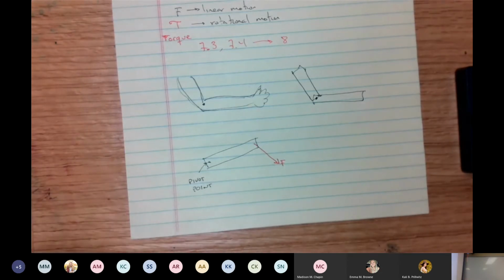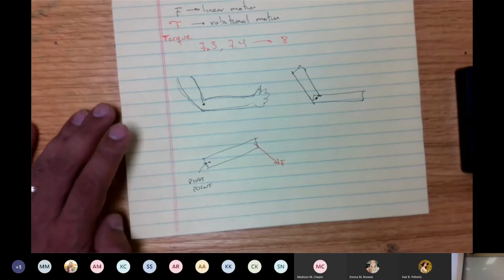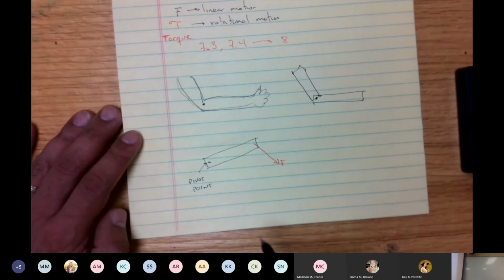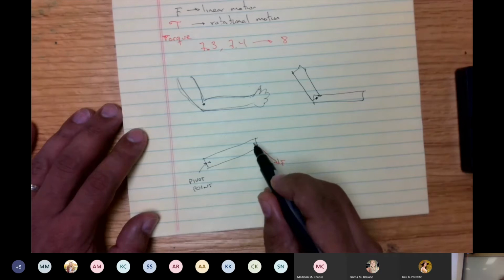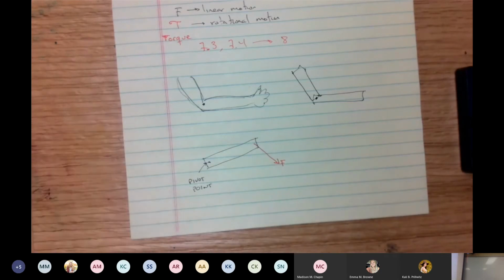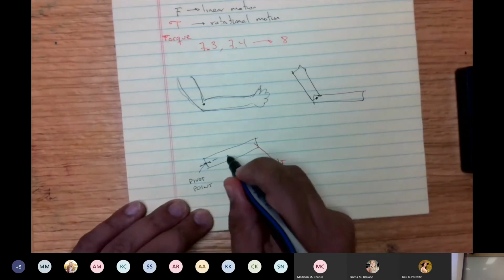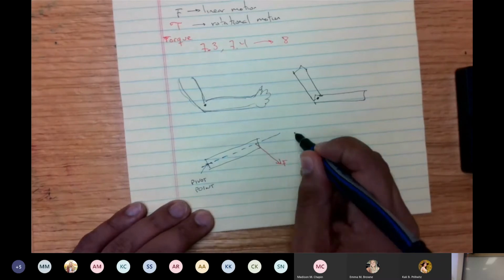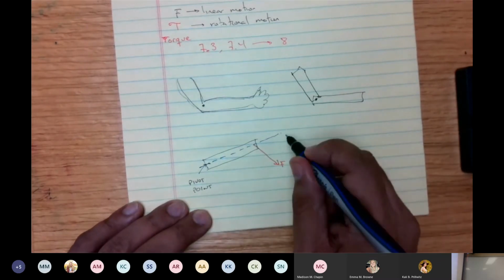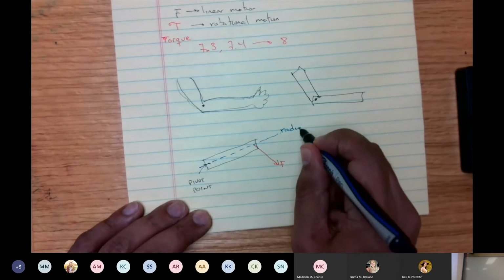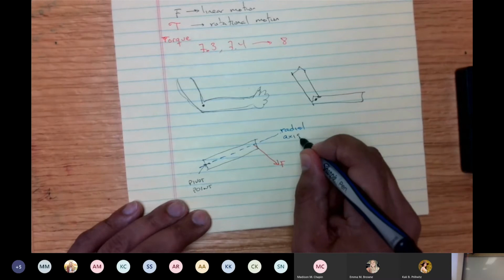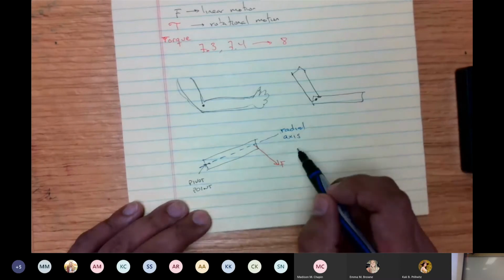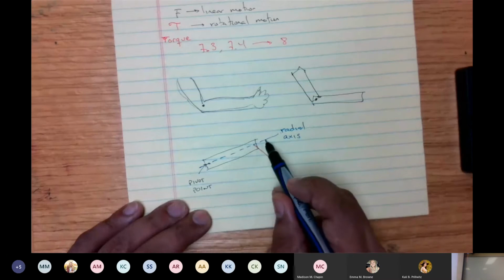Okay. Now, what I'm gonna do is draw an imaginary line that goes from the pivot point all the way to where my force is being applied. So I'm gonna have this imaginary line, and I'm gonna call it radial. It's called the radial line or the radial axis, depending on the book. I think your book says radial line. It's just a line that connects the pivot point to where you apply your force.